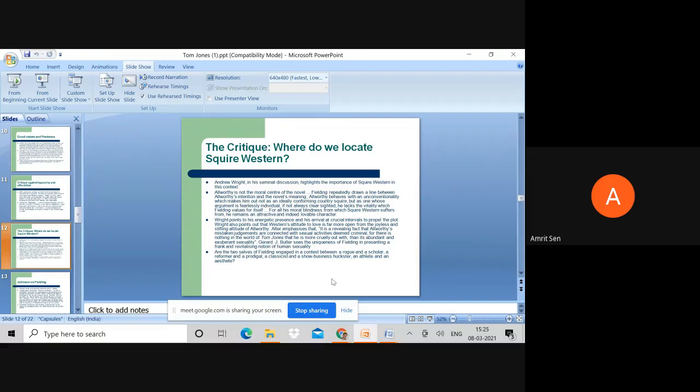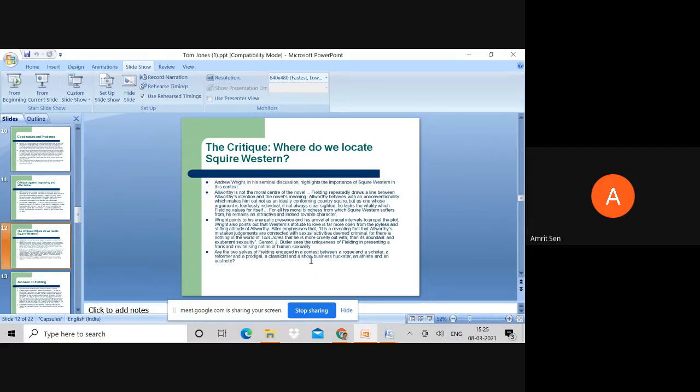And therefore, Wright also says that Western's attitude towards love is far more open, and there is a greater acknowledgement of the presence of sexuality within human life. The statement being to suggest that Fielding, despite his conservative ending, is far more frank about sexuality and money than Richardson, who is the moralist. So instead of Allworthy, who seems artificial, Western seems to be the livelier protagonist. And therefore, let me ask you this question.